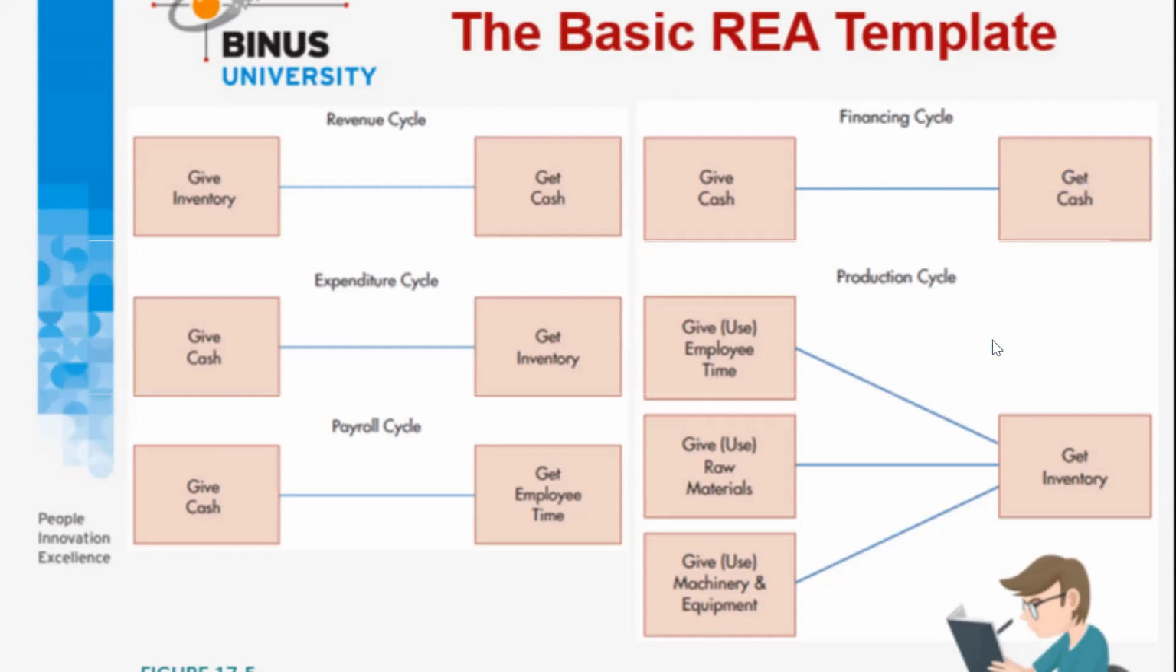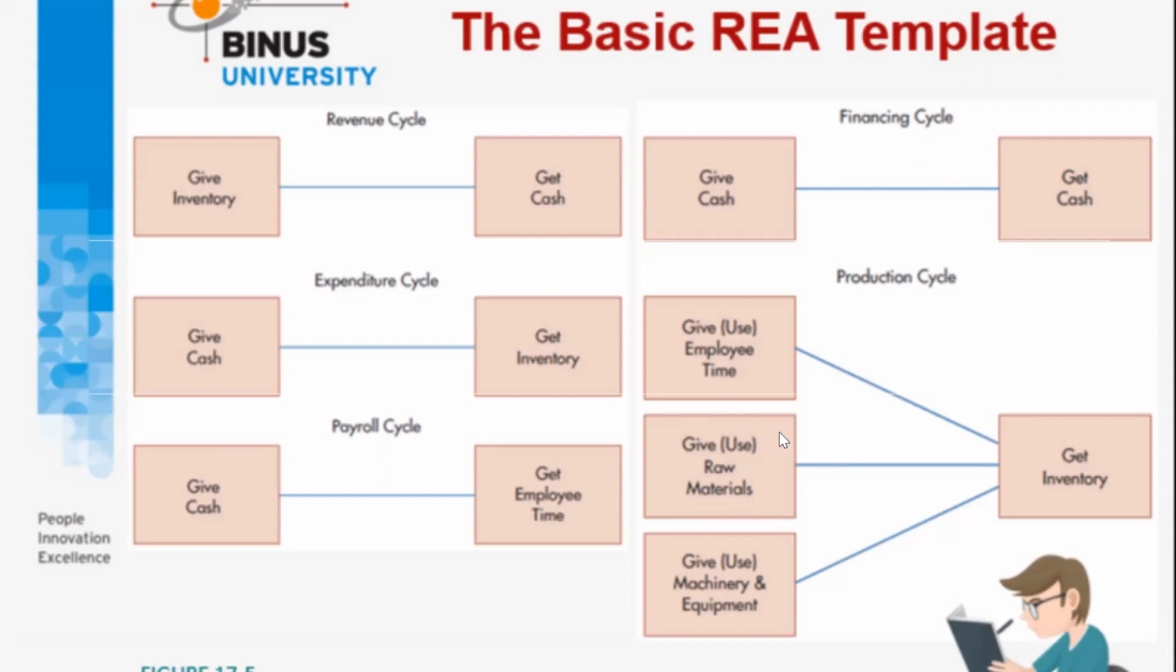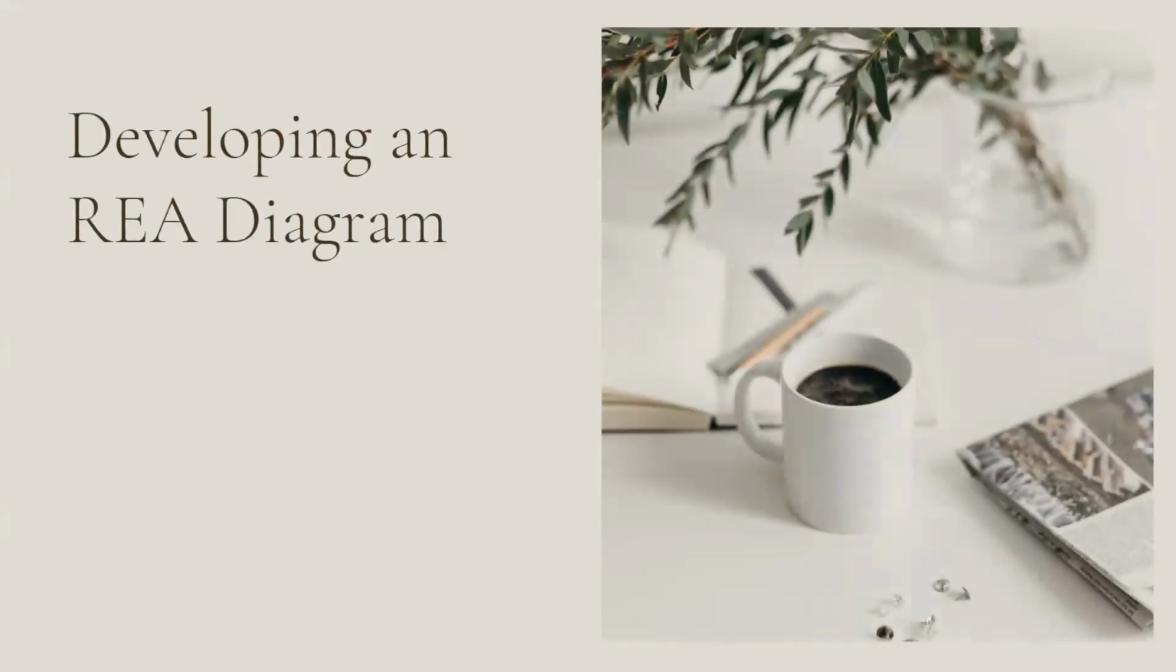Last one, production cycle. In the production cycle, raw materials, labor, machinery and equipment, or employee time are transformed into finished goods. Then you get inventory. That's all.